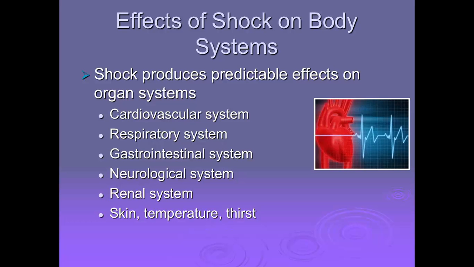Your renal system. Early on, you will have decreased renal perfusion and decreased glomerular filtration rate. Later on, they will develop oliguria. Potential complications are acute tubular necrosis and kidney failure.